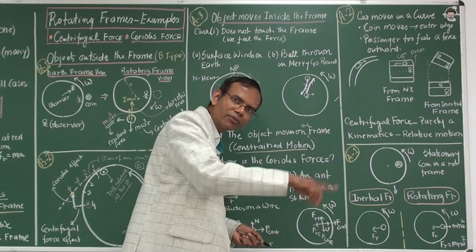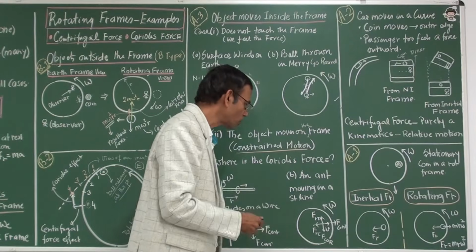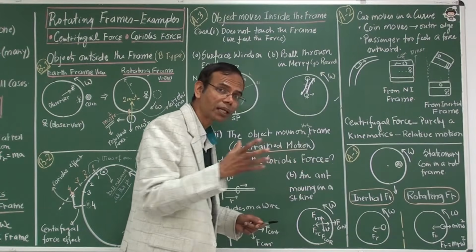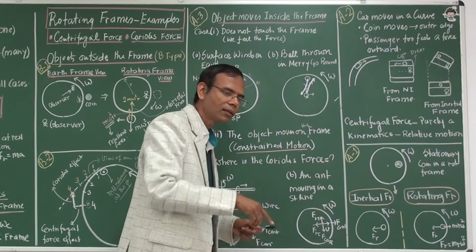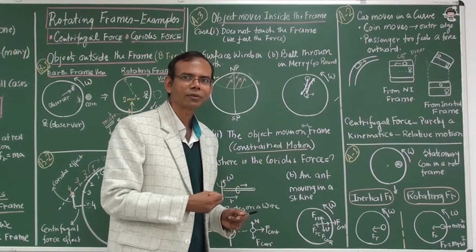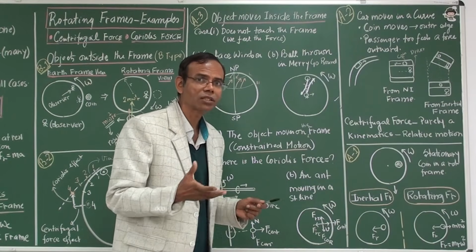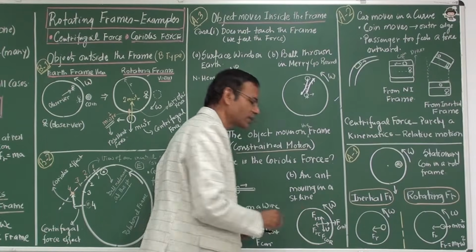So it is rotating with the frame. So obviously it is stationary. But from an inertial observer, we find that it is moving in a circle. When it is moving in a circle, there should be a resultant force towards the center, otherwise it will not move. Who is providing that force? Friction is providing that force.